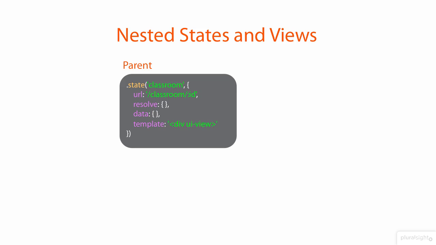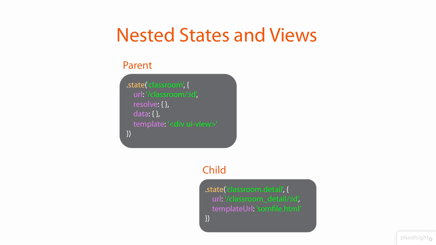In this example, I've defined a simple state named classroom. It will serve as the parent for the child state below. One way to specify that a state will be a child of another state is to use a dot in the child state name. The part of the child name before the dot refers to the name of the parent state. Since this state is named classroom.detail, you know that it will be a child of the classroom state.